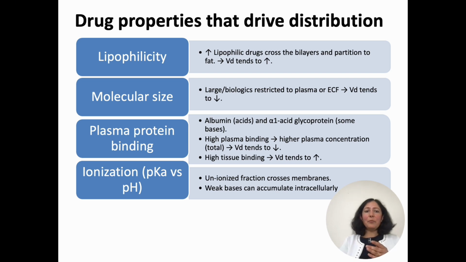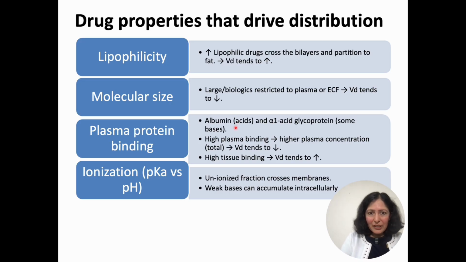Let's take a recap of the drug intrinsic properties that play a role in volume of distribution. Lipophilic, lipid-loving drugs tend to cross the bilayer and partition to the fat. They tend to have a higher volume of distribution. Molecular size: large molecules or biologics are restricted more to the plasma or to the extracellular fluid, and hence their volume of distribution tends to be lower.